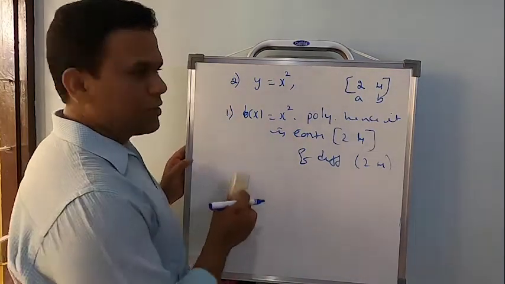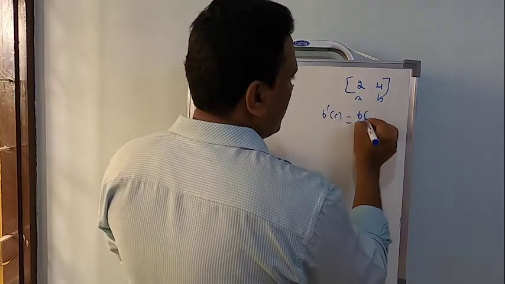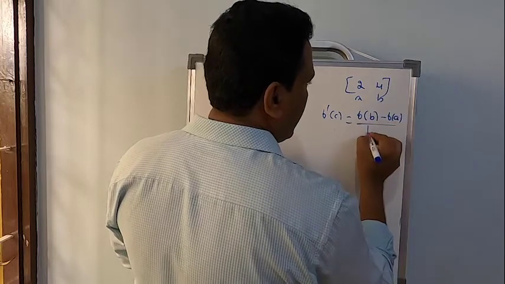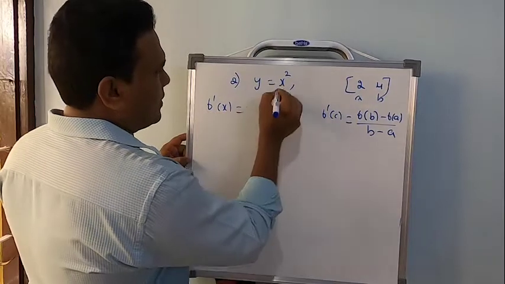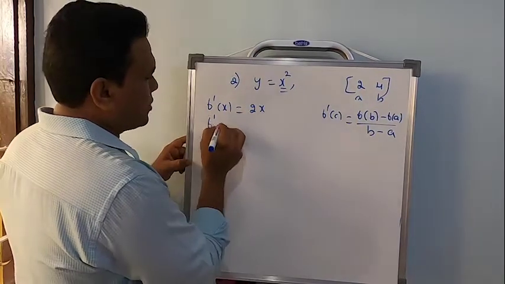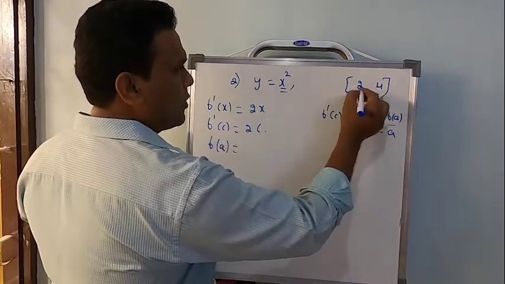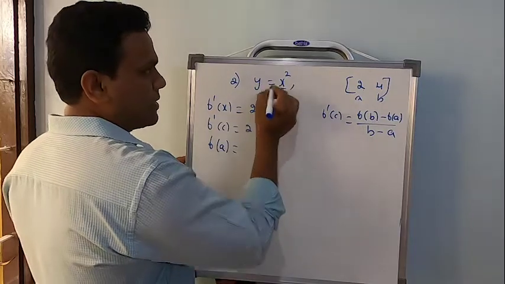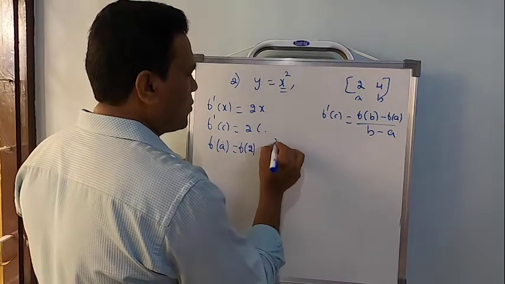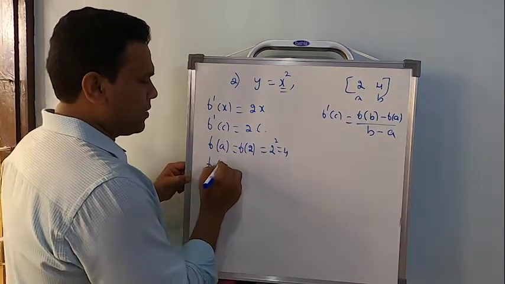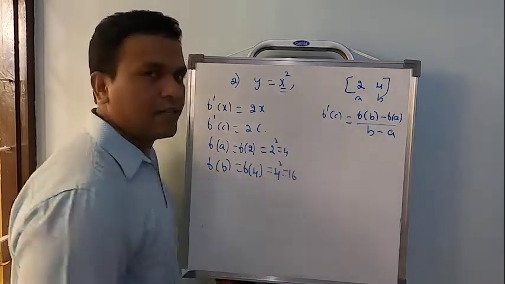Now, two conditions are over. Remember, the third condition is f dash of c equal to f of b minus f of a by b minus a. Let me find out all the things separately. First, f dash of x, the differentiation of this, will be 2x. So f dash of c will be 2c. What is f of a? Here a value is 2. So f of a will be equal to f of 2, which is 2 square, equal to 4. F of b will be equal to f of 4, which is 4 square, equal to 16.